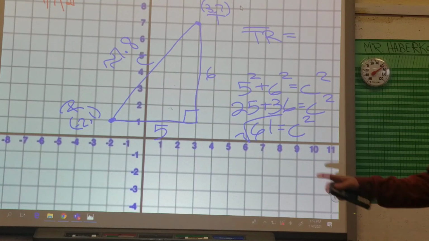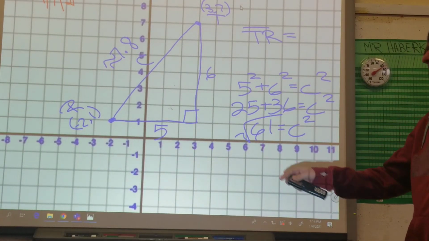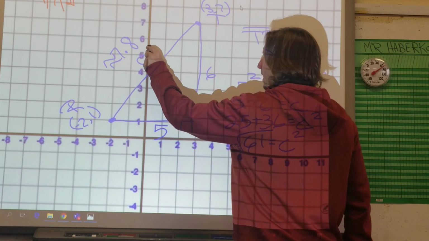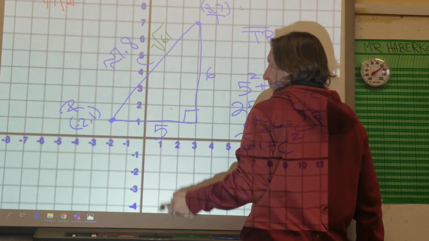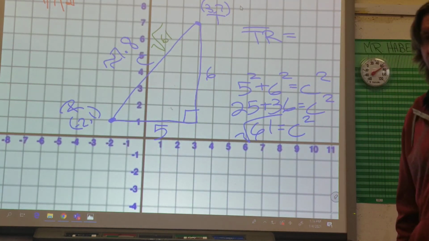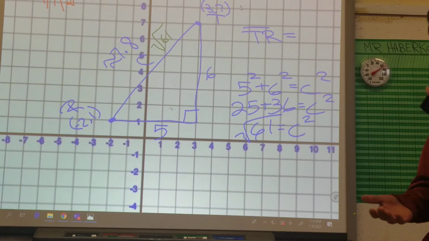Or they may say, is it the square root of 61? They may give you that as an option, square root of 61. Sometimes they don't bother solving it, all right? They should, but they don't.